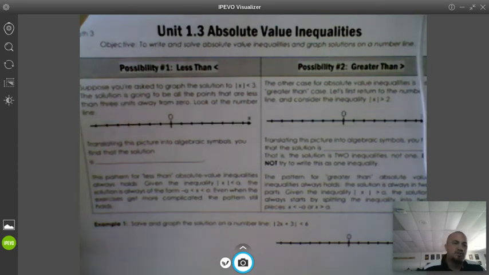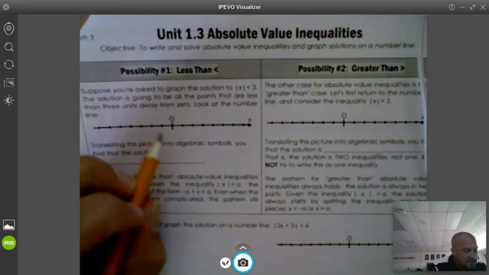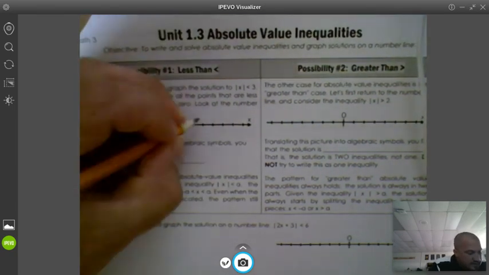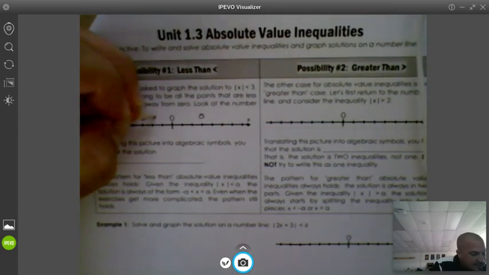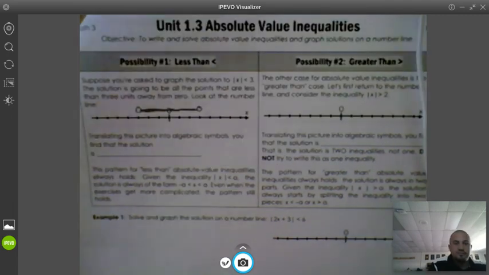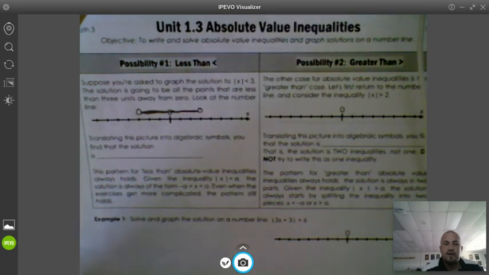So suppose you're asked to graph the solution to the absolute value of x is less than 3. The solution is going to be all the points that are less than 3 units away from 0. So look at this number line. What are all the points that are less than 3 units away from 0? You say 1, 2, 3, and you say 1, 2, 3. And all the points that are less than 3 units away from 0 are in this shaded area from here to here.